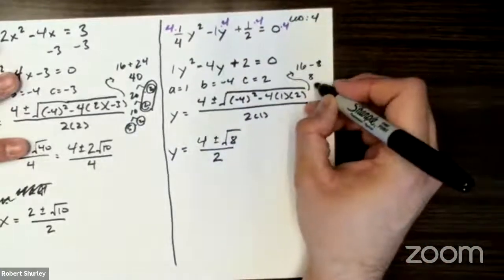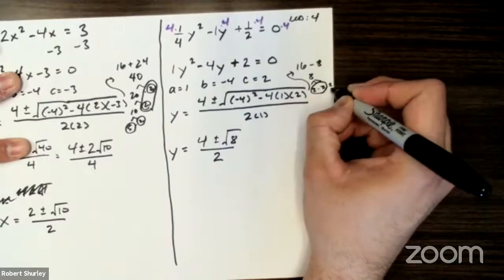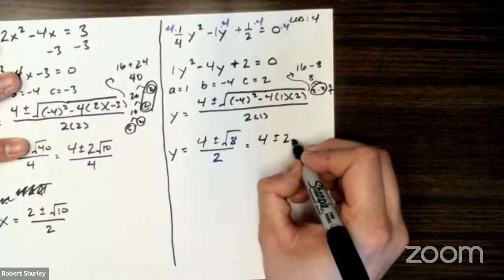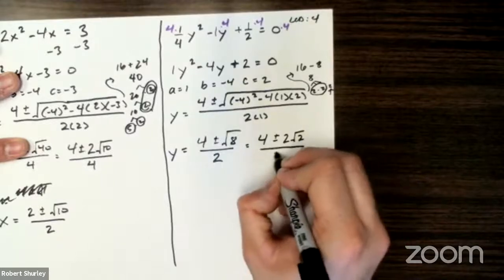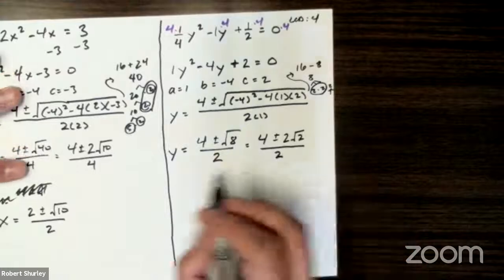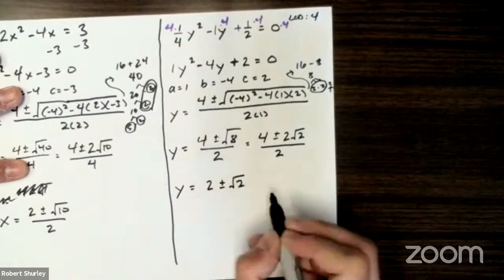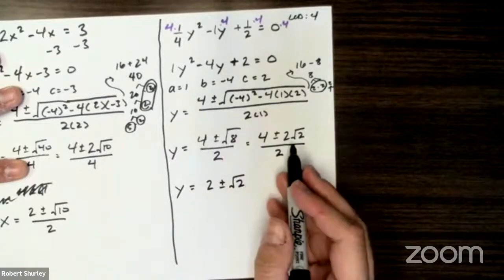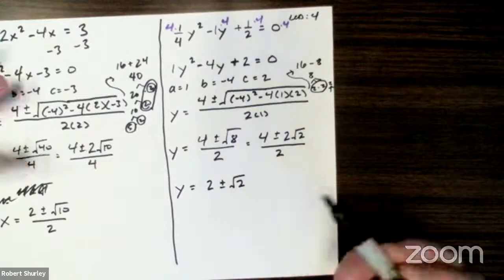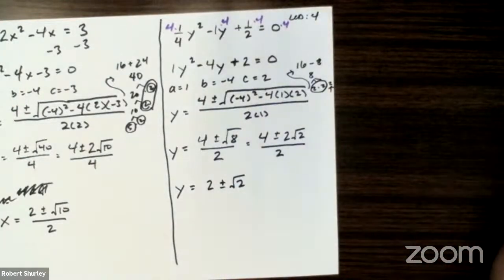So 8 turns out to be 2 times 2 times 2, right? So I can take a 2 out and leave a 2. So I wind up with 4 plus or minus 2 square root of 2 over 2. Now I can divide all three parts by 2. So I get 2 plus or minus the square root of 2. Now it's all divisible by 1. We just don't write it, right? If the 2 divides out on the bottom, we just don't write divided by 1. We talked about that on the first page if you want to go back and check that out.